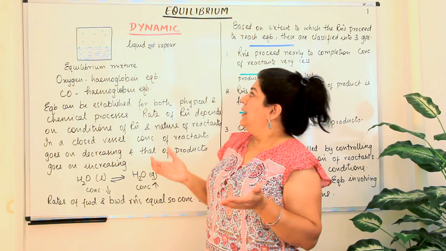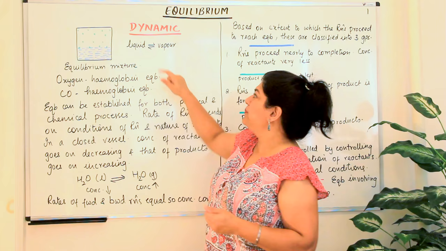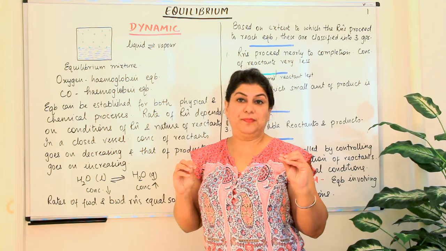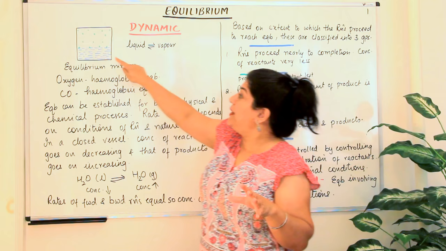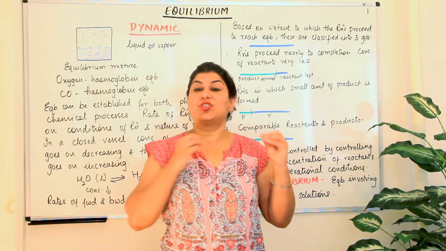So if you have a liquid and a vapor, and you assume that you started with the liquid, then the liquid is the reactant and the vapor is the product, if we write it in chemical form. Then a double arrow shows the state of equilibrium. A double arrow would show a state of equilibrium. And the mixture of water and water vapor, the reactants and the products together, which are in equilibrium with each other, is known as the equilibrium mixture.